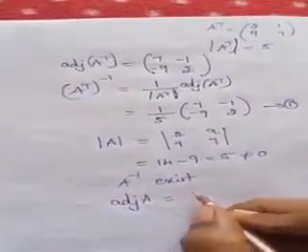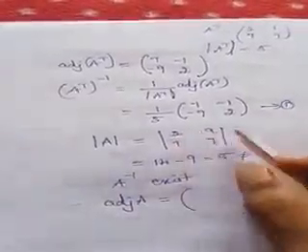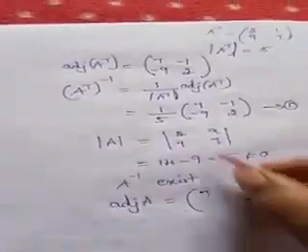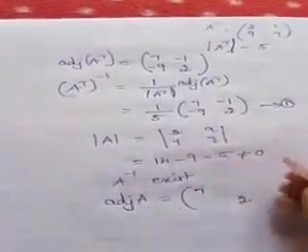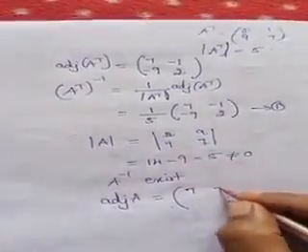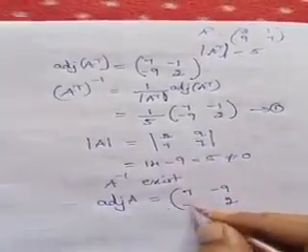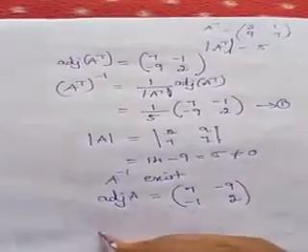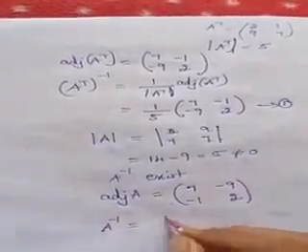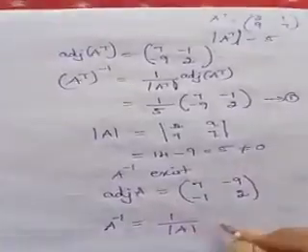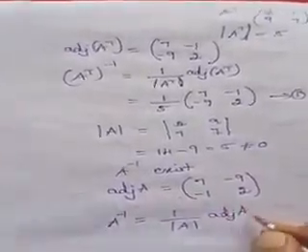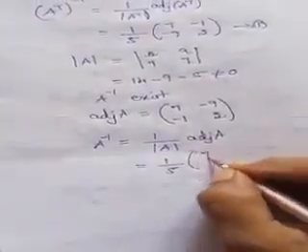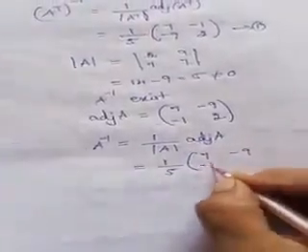So we are supposed to find adj A. How to find it? For a 2 by 2 matrix, very simple, isn't it? 2, 7 means it will change to 7, 2. Here we have to change the sign: minus 9, minus 1. Now I can put it in the formula. A inverse is equal to 1 by determinant A into adj A. So 1 by 5 into adj A, which is 7, minus 9, minus 1, 2.